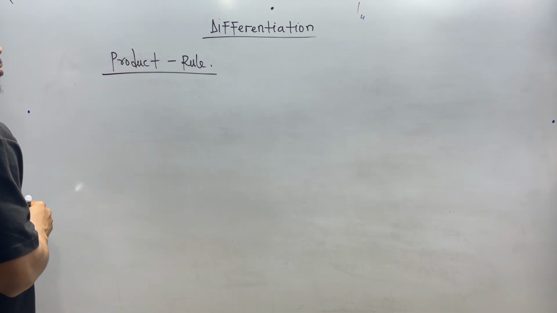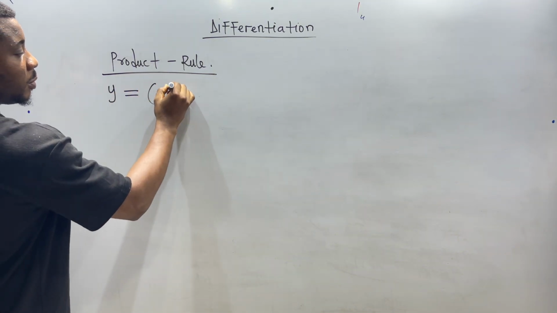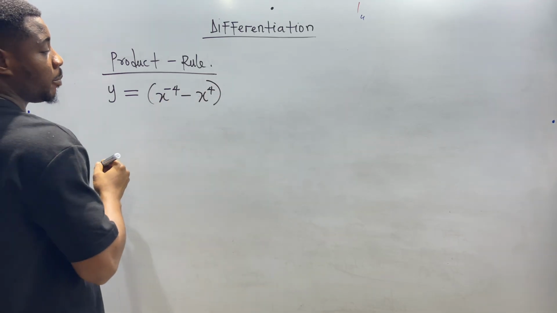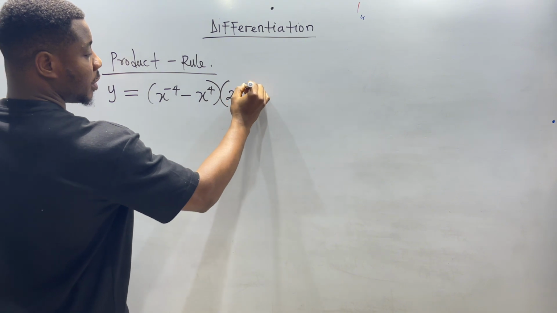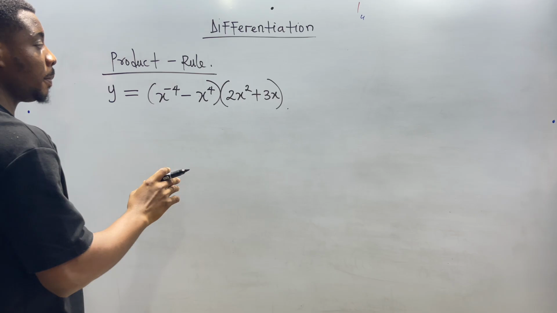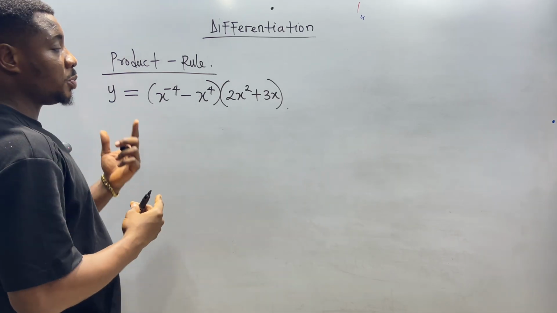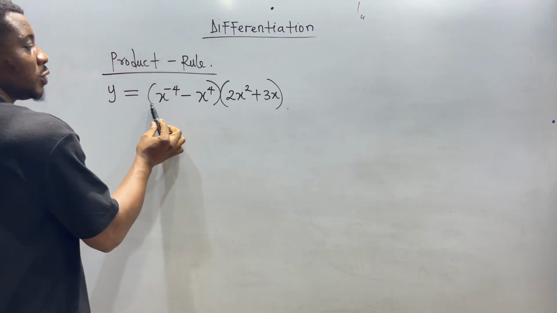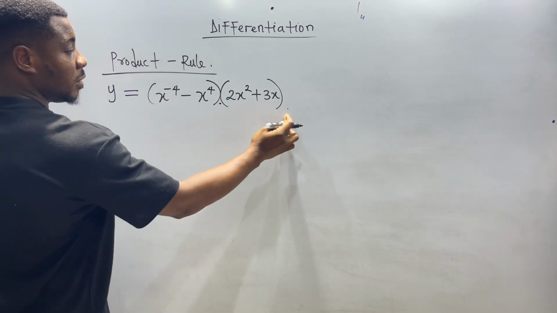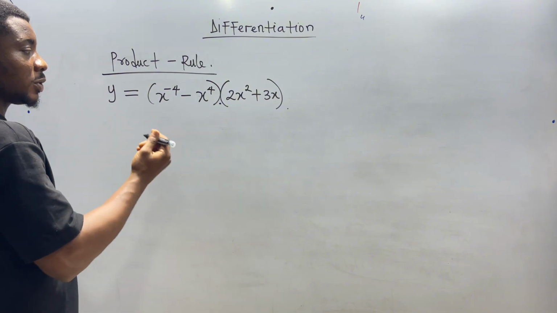Let's say we have a question on product rule that tells us to find the derivative of x to the power of negative 4 minus x to the power of 4, into 2x squared plus 3x. Now let's say we want to solve this question. We're going to apply the product rule, because I know that the question is a product rule question if I have two terms that are multiplying. These two terms could be of different functions or they could be of the same function.